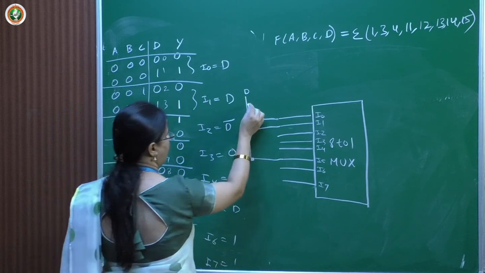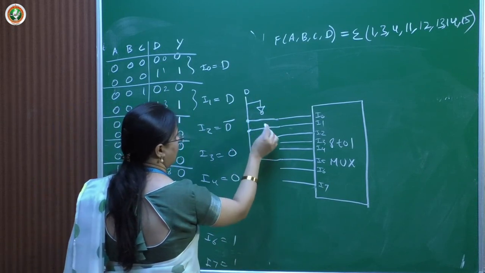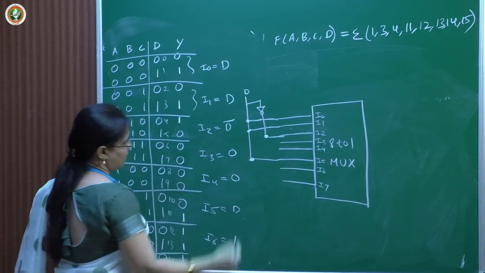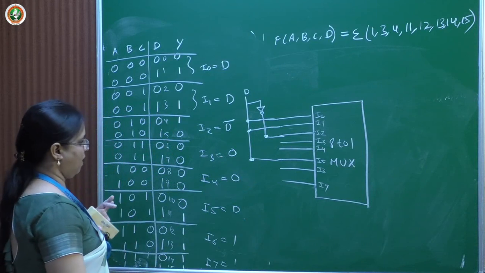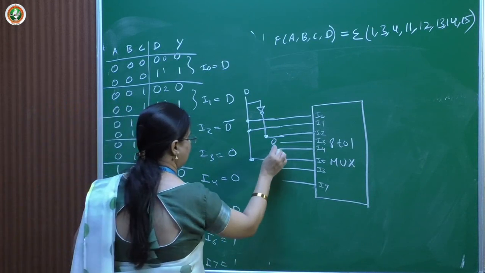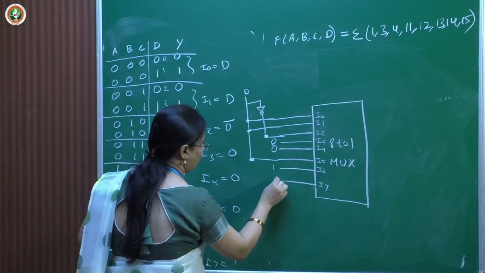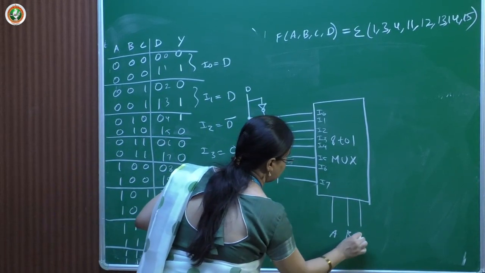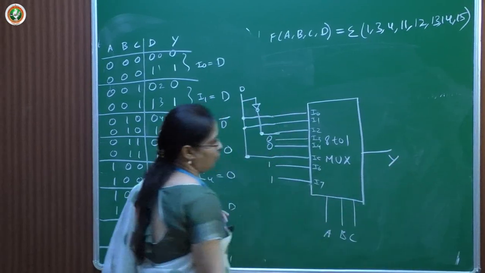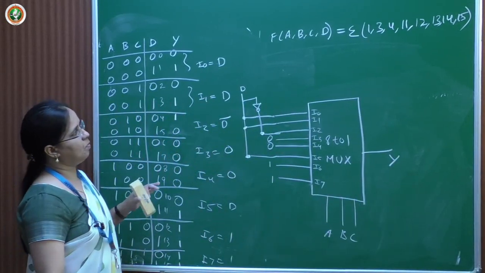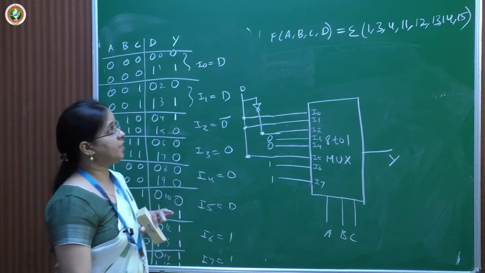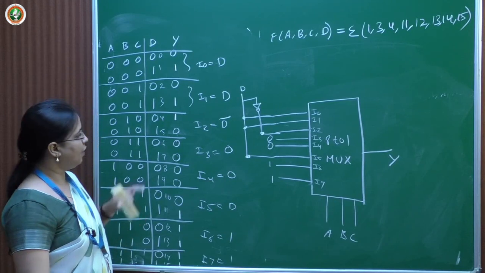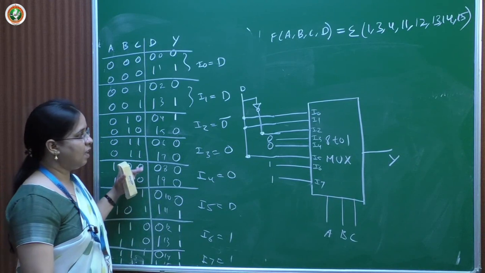Then we have D bar also. So take one more inverter. So one inverter. I2 is connected through inverter. Then I guess we have only one D bar. Then after that I3 and I4 are 0. And I6 and I7 are 1. Okay. And it will be having how many control inputs? It will be having 3 control inputs and it will have 1 output. Okay. As I said, it is possible to realize the given expression with 4 variables either using 16 to 1 multiplexer or using 8 to 1 multiplexer using this strategy.